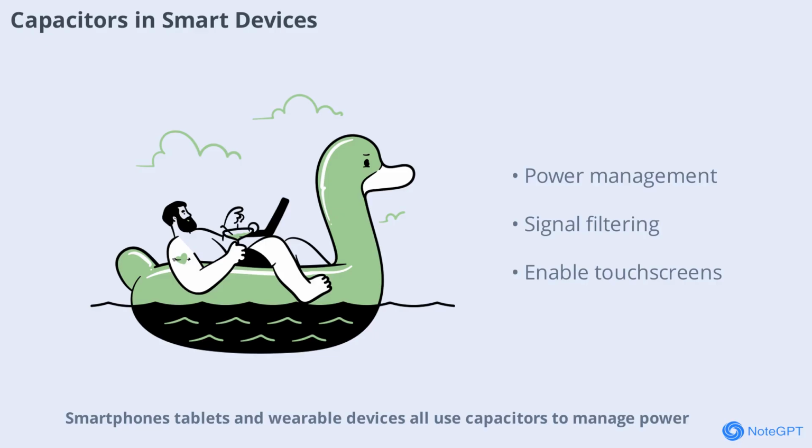Smartphones, tablets, and wearable devices all use capacitors to manage power, filter signals, and enable touchscreens. As devices become smaller and more powerful, capacitors must also evolve to meet new demands. Their role in smart technology continues to grow with each innovation.